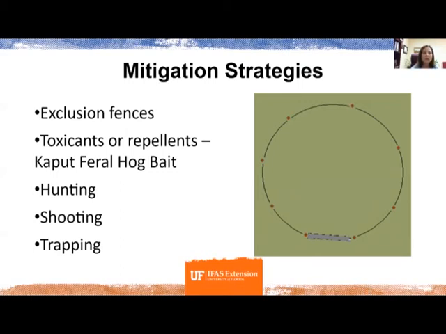You can try toxicants or repellents. Basically, it's kind of like rat bait or rat poison. They've got that for hogs in some areas. Not a good option for us. We can try hunting, shooting, trapping. Trapping is going to be actually the best way to get wild hogs off of a piece of property. That way, especially if you use a smart trap, you can trap all the hogs at one time and get them off that property.